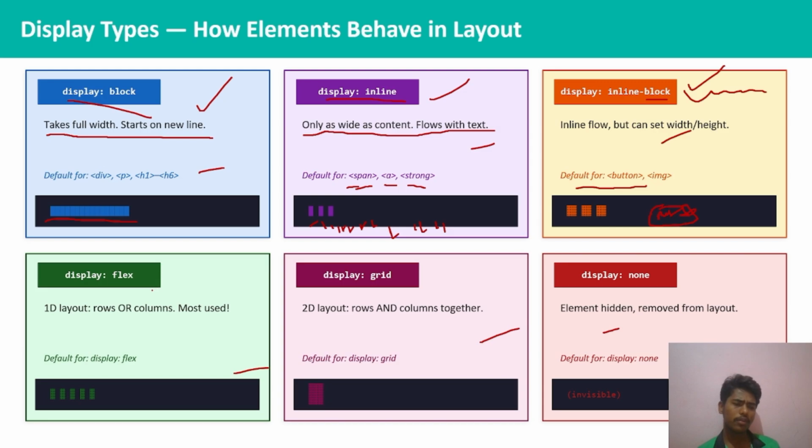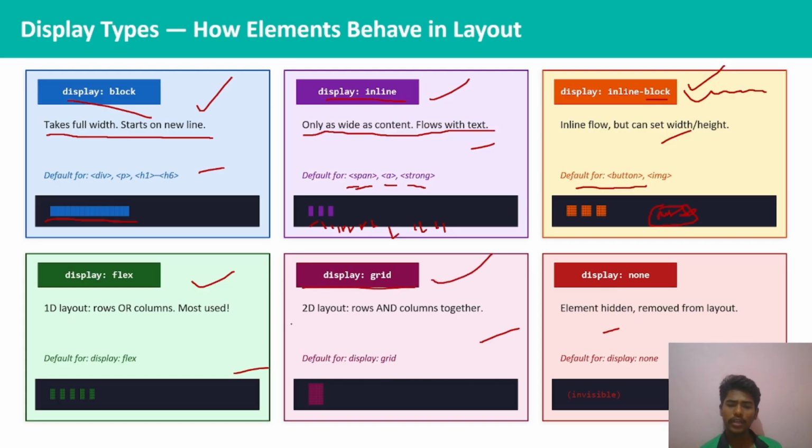Next, inline-block is completed. Next, display flex: a 1D layout, one-dimensional layout. One-dimensional layout means it uses only one thing, either rows or columns. Display flex is mostly used. You can use only rows or columns, not both. If you want both, you should use grid.